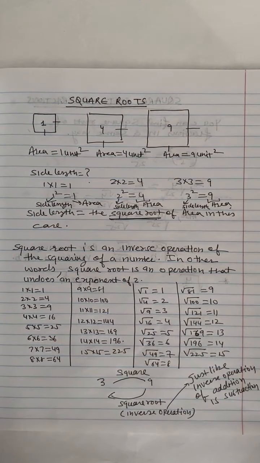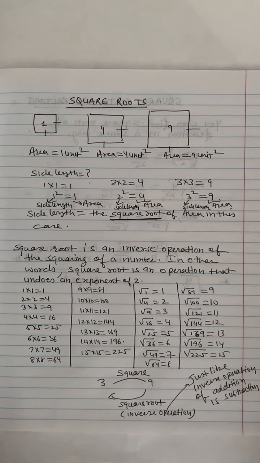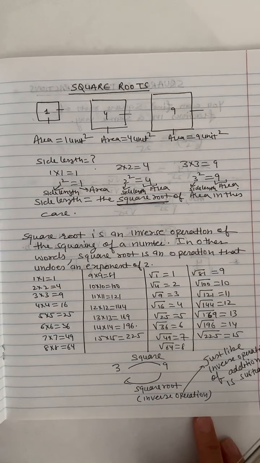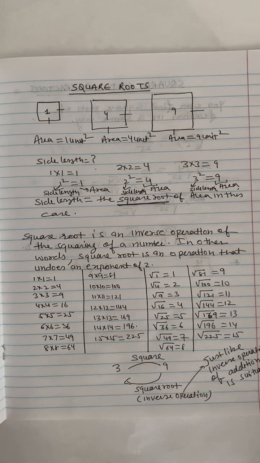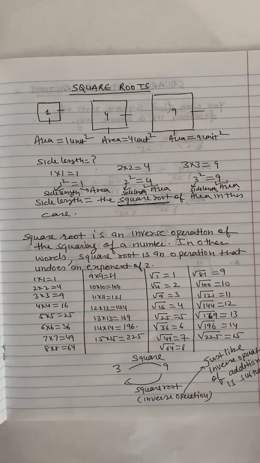So in today's lesson, I'm going to talk about square roots and then the square root of a fraction. I'm doing simple examples of finding square roots for perfect square numbers. Before I start, the perfect square numbers are numbers like 1, 4, 9, 16, 25. They are called perfect square numbers.